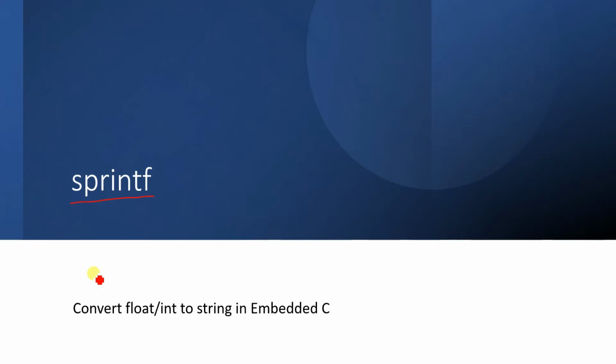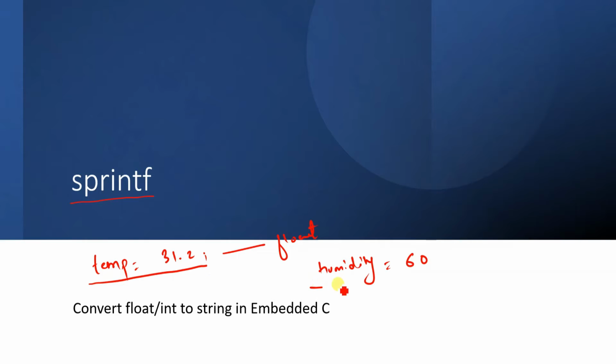Now, whenever you are doing an embedded systems project, you may have a variable like temperature, and it may have some value like 31.2. So this is a float value. Or you may have a variable which is, let's say, humidity. You are reading it from a sensor, and the value of humidity is currently, let's say, 60, which is for 60%.